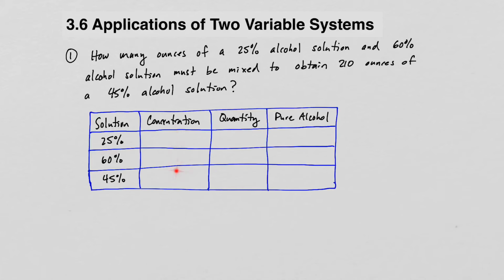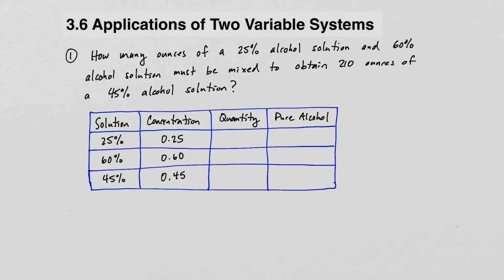So the first column I have here is the concentration. So that is the strength of each one of these solutions, which is just the percentage once again, but we need to write it in decimal form. So the concentration of a 25% alcohol solution is 0.25. 60% alcohol solution, concentration is 0.60, and for a 45% alcohol solution, it's 0.45.